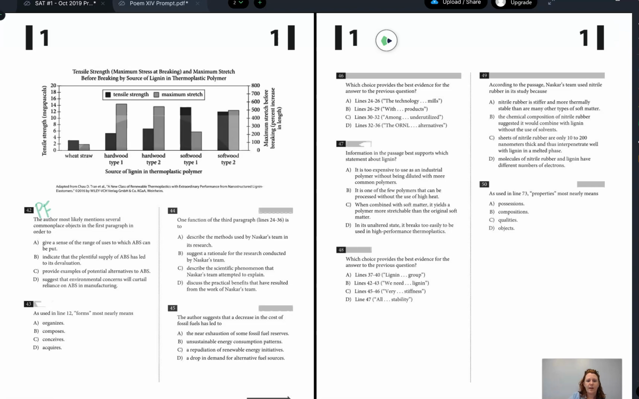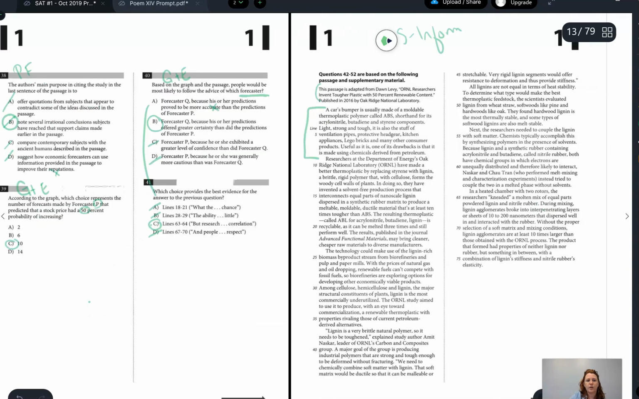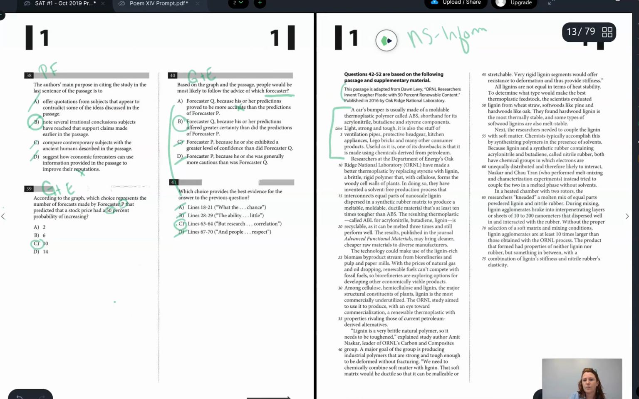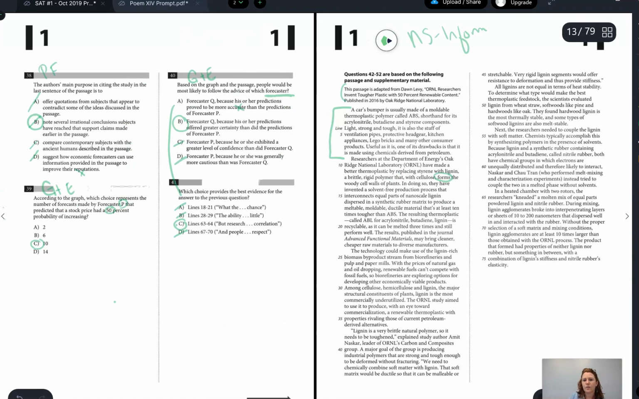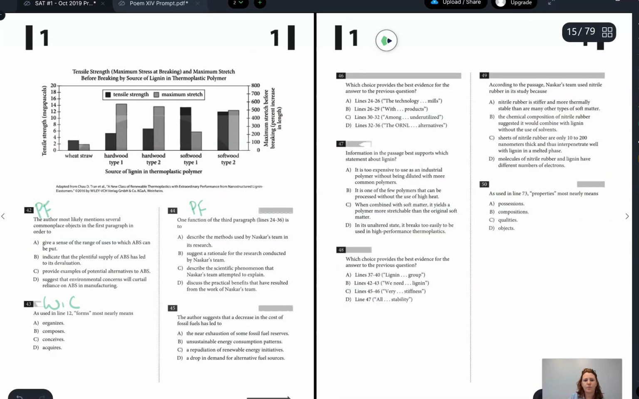Number 43, as used in line 12, pretty obvious word in context. Let's go to line 12 and we'll circle the word forms. So right here, we're going to circle that. Number 44, one function, and we reference a paragraph. So again, a very obvious purpose function question. We need to go to the third paragraph and bracket that. So 1, 2, 3. We'll make sure that those are the right line references, so 24 through 36. And that's what we're looking for.